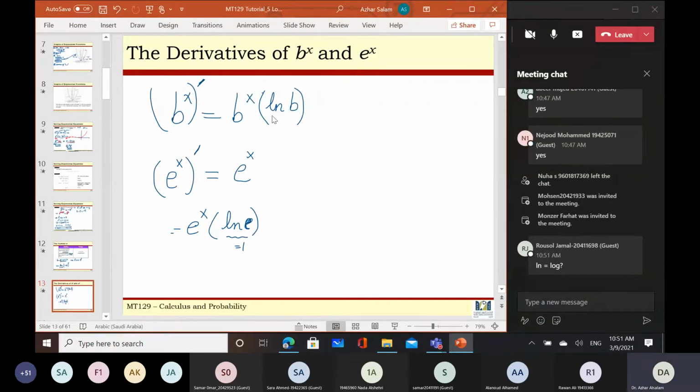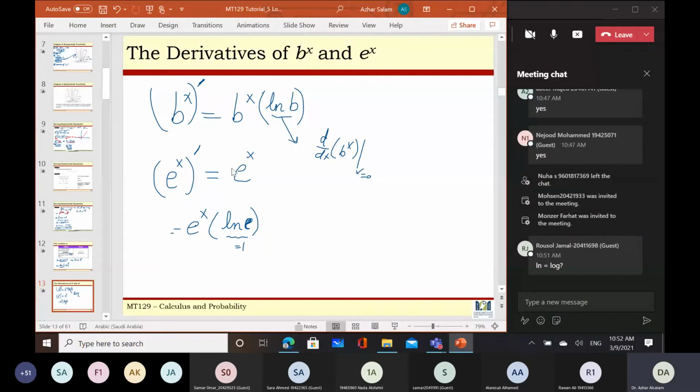Is it clear? Here, just for information, where did we get this ln b from? It's actually d by dx, the derivative of b to the power x, at x equals 0. Okay? Just for information. But the only required thing from you is this formula for differentiating the exponential function, and this formula for differentiating the natural exponential function.